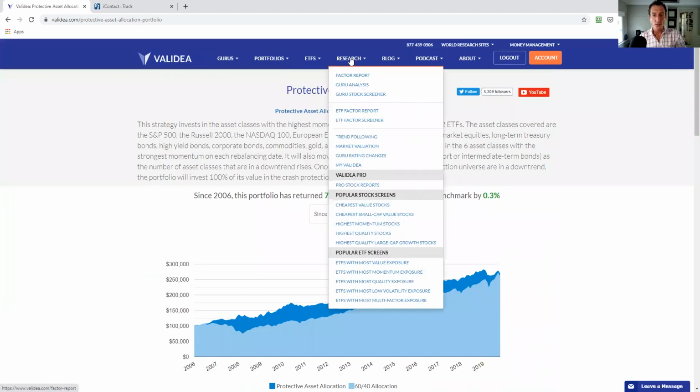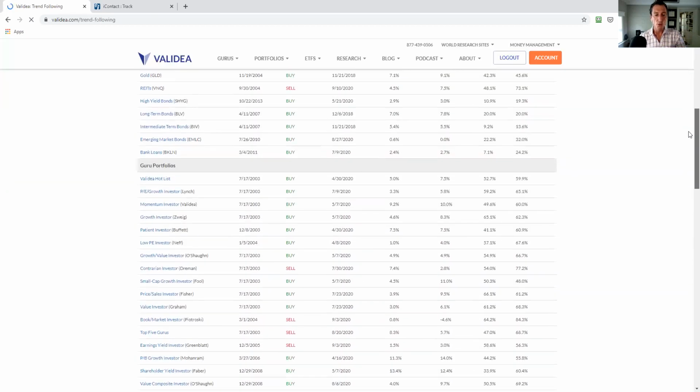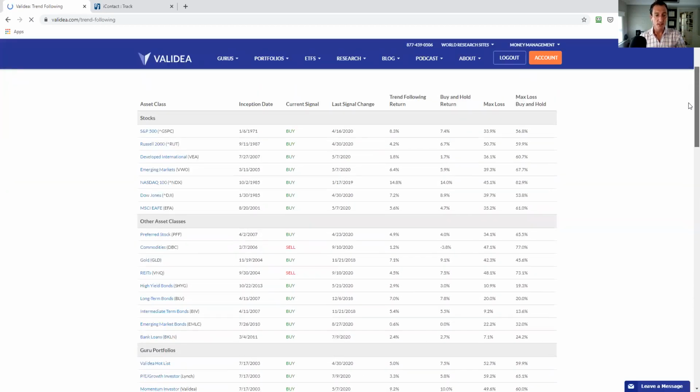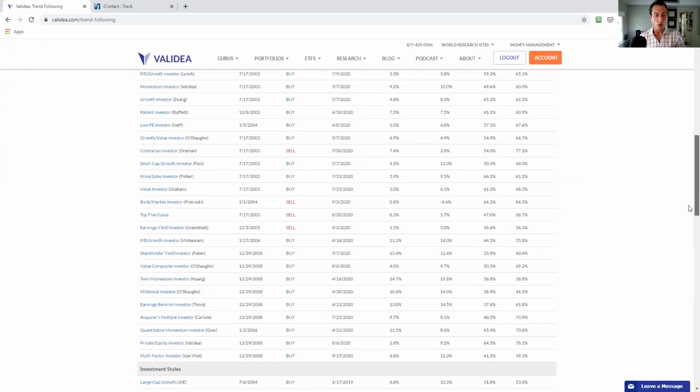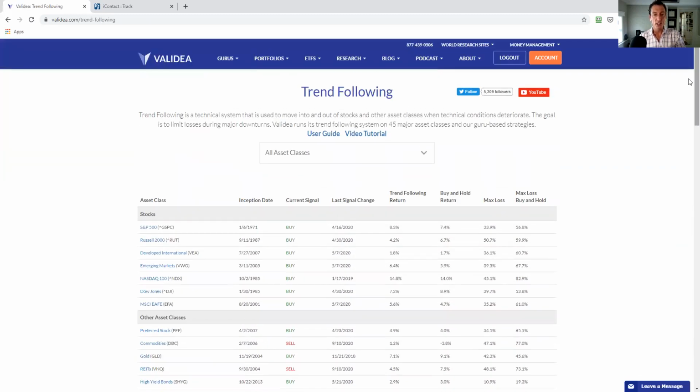Just a few other things. We do have on Validea a trend following system. This is just applying our trend following signal to some of the most popular asset classes out there, other asset classes that you might be interested in, all of our guru portfolios, investment styles, sectors, and more. What this is basically looking to do is move in and out of the asset class when the technicals start to deteriorate, it'll move out. And when things get better, it'll start to move back in.